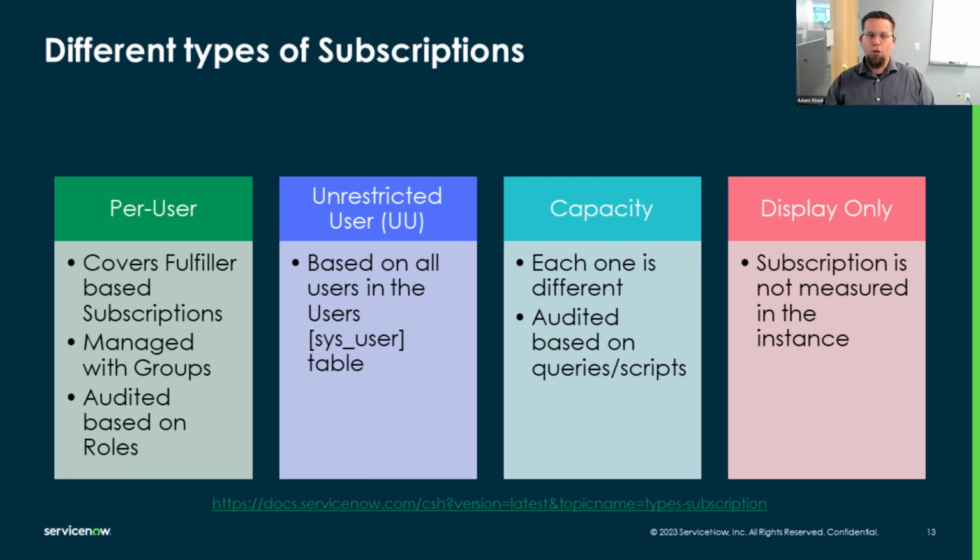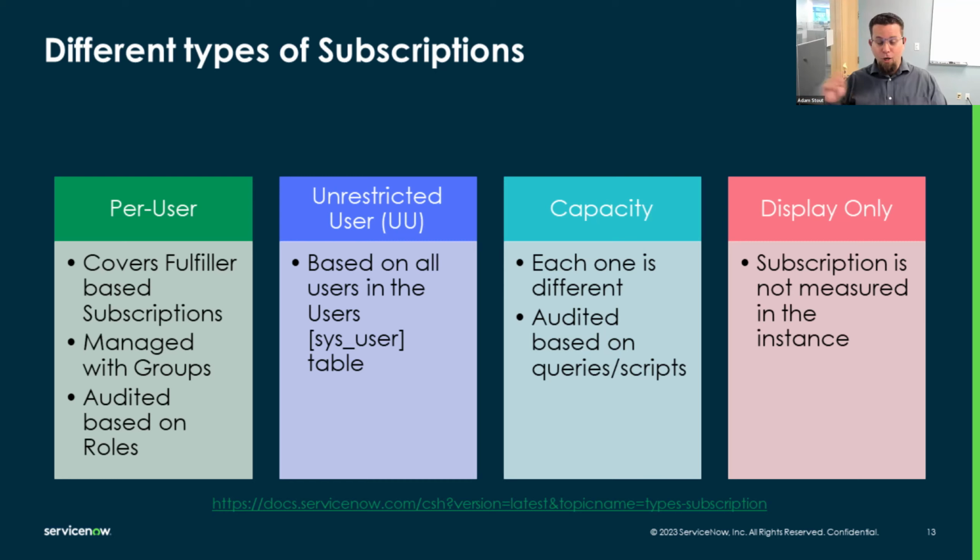Per user, and per user is where we're going to focus all of our time. These are the ones you need to manage. This covers all of our fulfiller subscriptions. They cover SPM as well, and the application users, SPM user type things. They are managed with groups. That's what we're going to be focusing in on. And then they're audited based off of roles. So our user verification team just looks at who has the roles, and that's how we manage the per user. These are ones you have to actively manage. Really, really important.